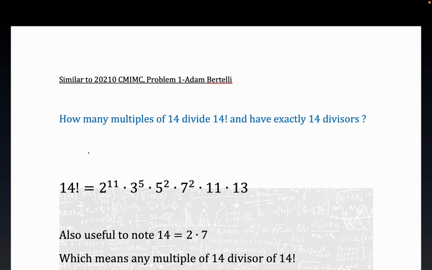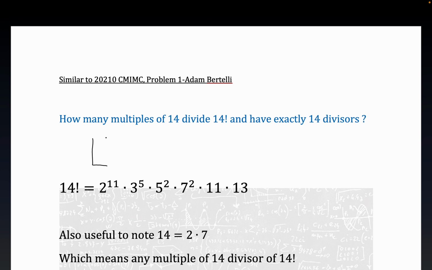Hey everybody, we have this mouthful of words problem that wants to know how many multiples of 14 that divide 14 factorial have exactly 14 divisors. So it's a lot of 14s floating around here. Let's talk about the prime factorization, which is pretty clearly important right here.